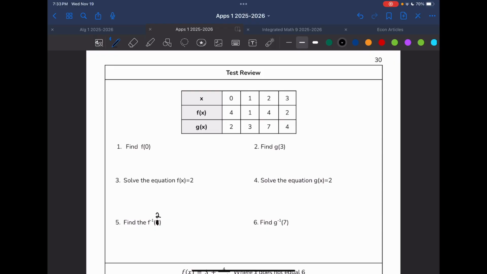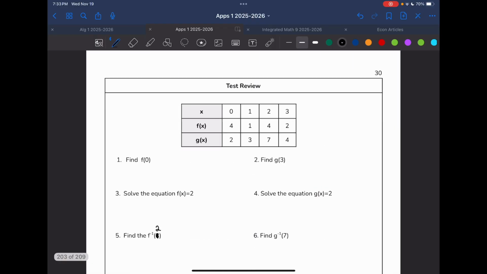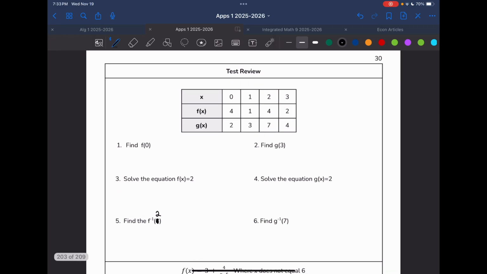So anyway, these 2 pages are designed to be very similar to your test. This is a good place to put your attention if you were trying to prepare for that. Starting with 1 and 2, you see that we're inputting 0 into the function f, so we must output 4. If we input 3 into the function g, well, we also output 4.